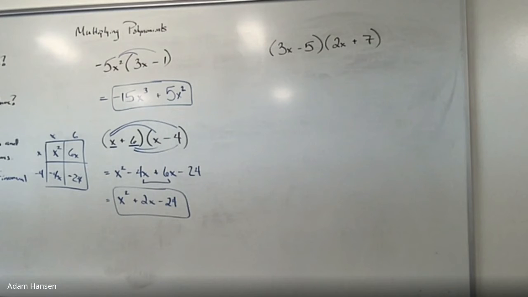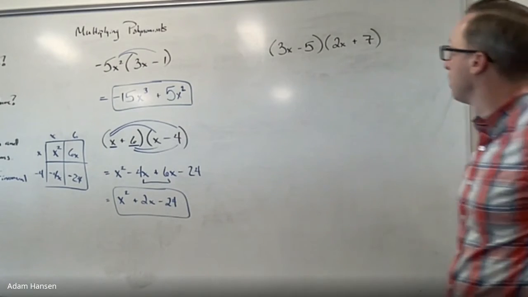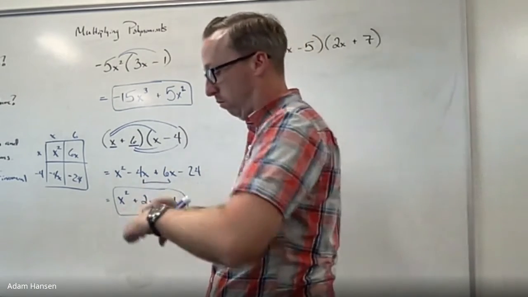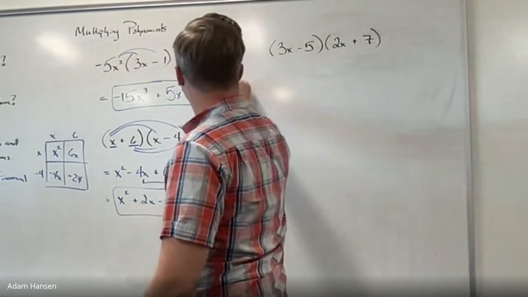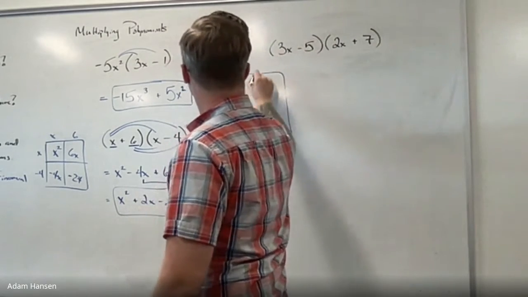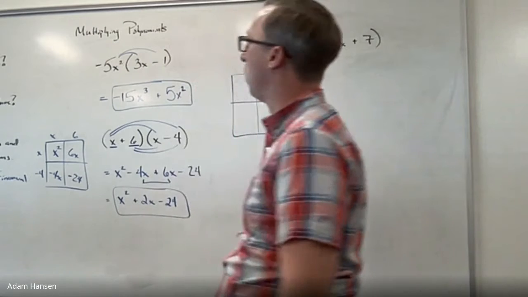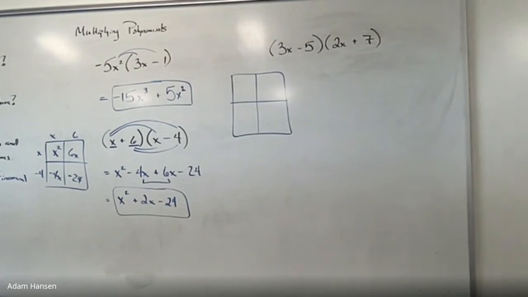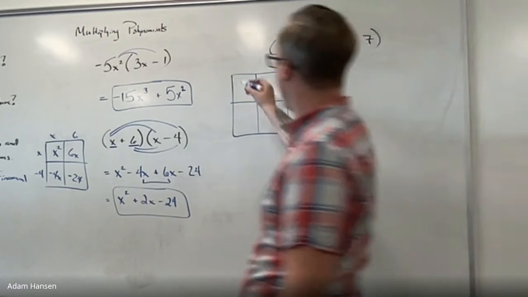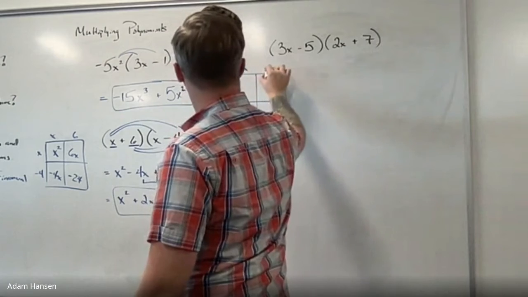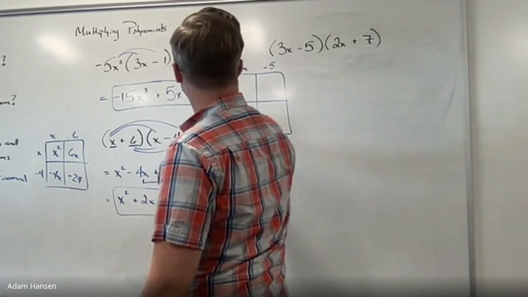Another example where we have to take a binomial times a binomial. 3x minus 5 times 2x plus 7. Draw the box if you like to. Let's label one as 3x minus 5 and 2x plus 7.